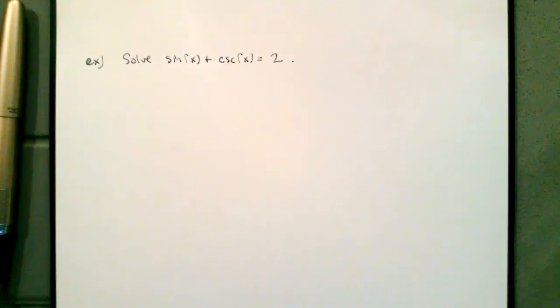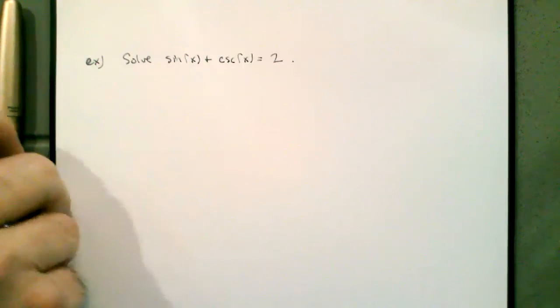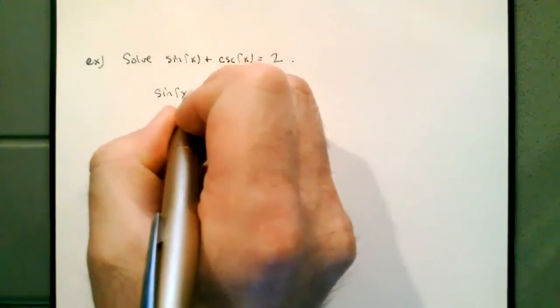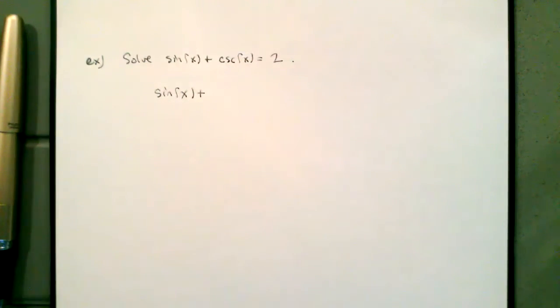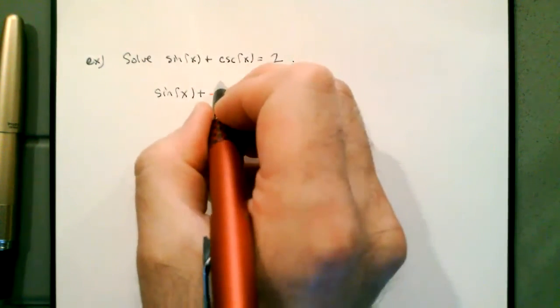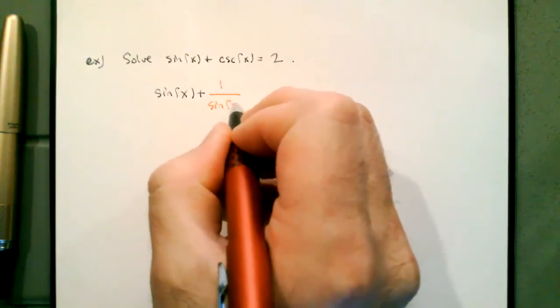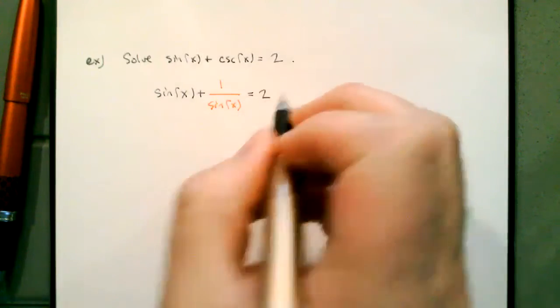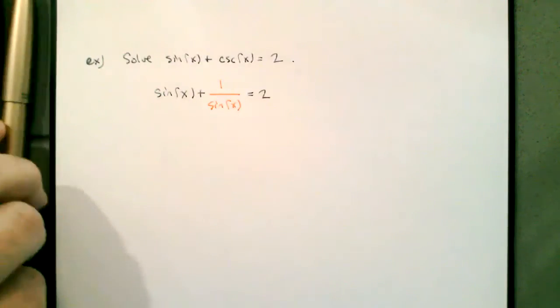One thing that we know is that sine and cosecant are related. That's why I picked sine and cosecant. They're related with a reciprocal identity. So I'm just going to replace cosecant with 1 over sine x. So I'm going to say sine x plus cosecant, which is just 1 over sine x. So we're just going to use a reciprocal identity.